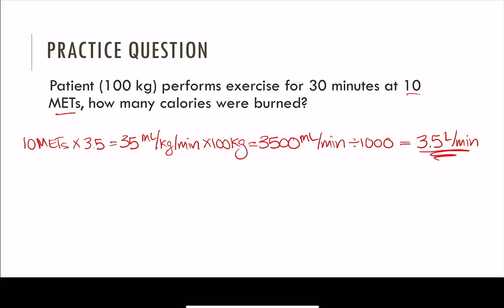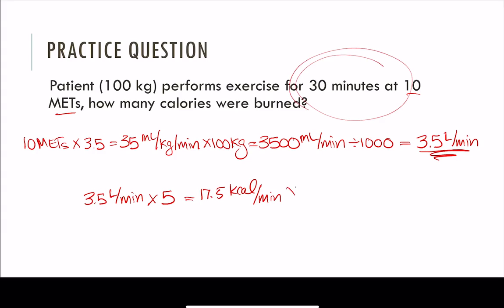But he wants to know how many calories he burned, right? Because he's got some kind of weight loss goal, I'm guessing. So you can take 3.5 liters per minute and just multiply by 5, because 5 kilocalories of energy are burned for every liter of oxygen. So we have 17.5 kilocalories per minute, but he wants to know total calories. He exercised for 30 minutes, so let's just multiply that by the time of his exercise, and we can see that he burned 525 kilocalories during that activity.